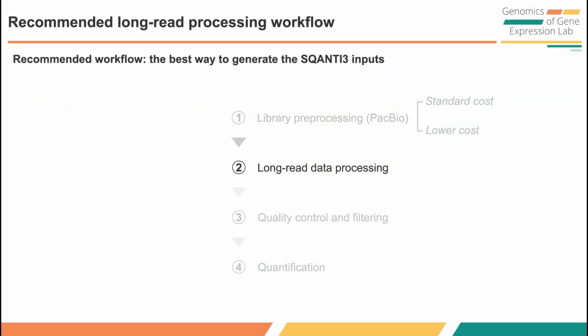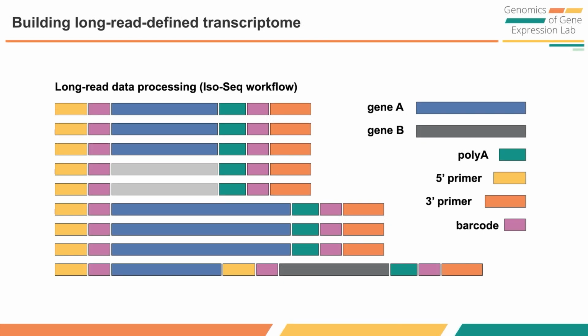After getting raw long-read sequencing data, the next step is to process the data. We recommend using your preferred transcriptome building tool, like the IsoSeq method. The IsoSeq method is an end-to-end command line tool for sequencing and analyzing full-length transcript isoforms, shown in this animation.